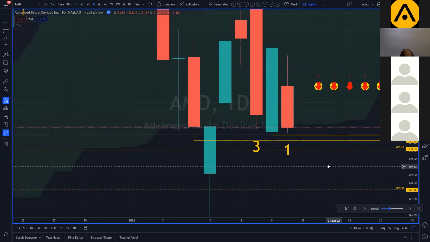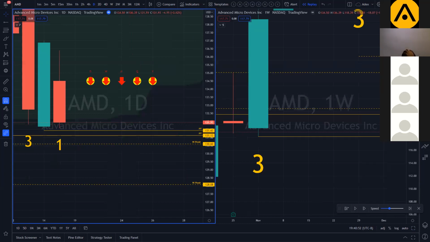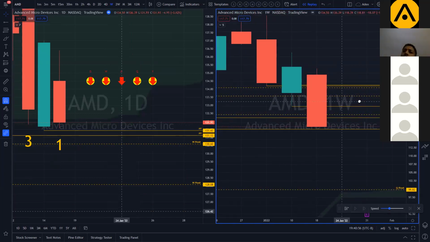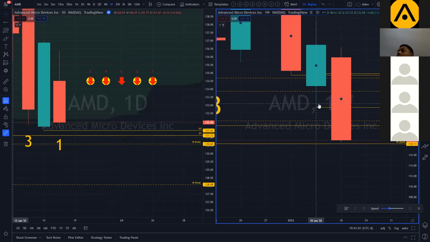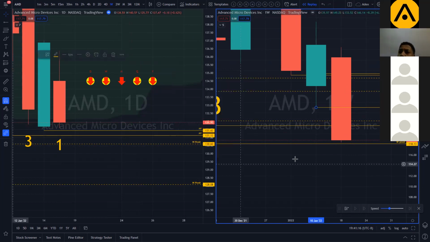Why does it turn into scenario 3? Because a couple of reasons. I want to show you the weekly as well. You guys are going to see how, in order for AMD to go 2-2 down on the week, it has to break this weekly pivot. So I'm going to rename this weekly pivot: 2-2 down weekly pivot.